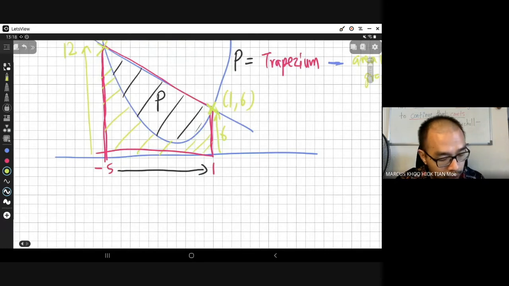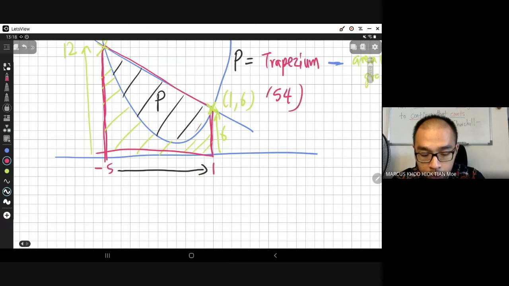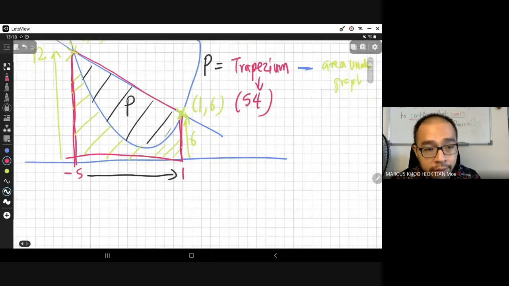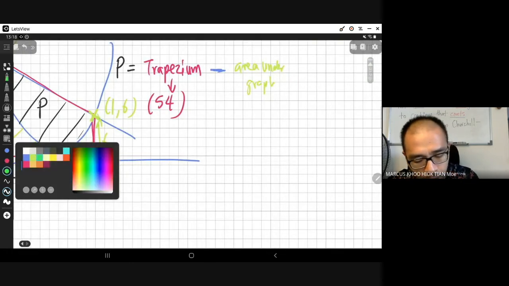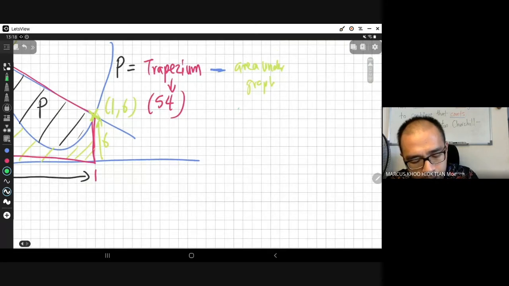Okay, when you calculate the trapezium, I'm just going to go straight. The trapezium is 54. Okay, the answer for the trapezium is 54. Now the area under the graph, I'm going to change color. So ugly, this green. Okay, the area under the graph is the integration from negative 5 to 1.